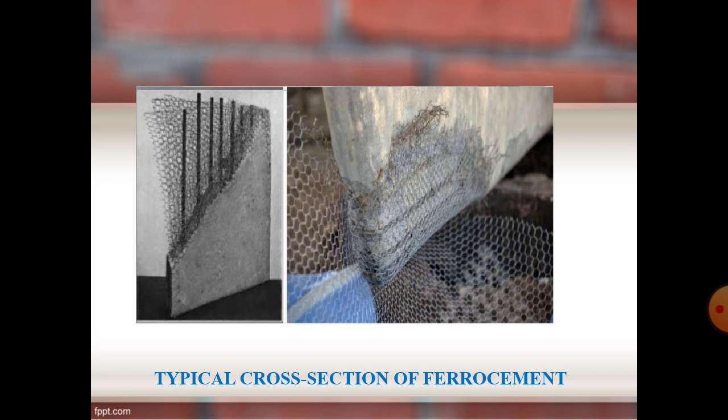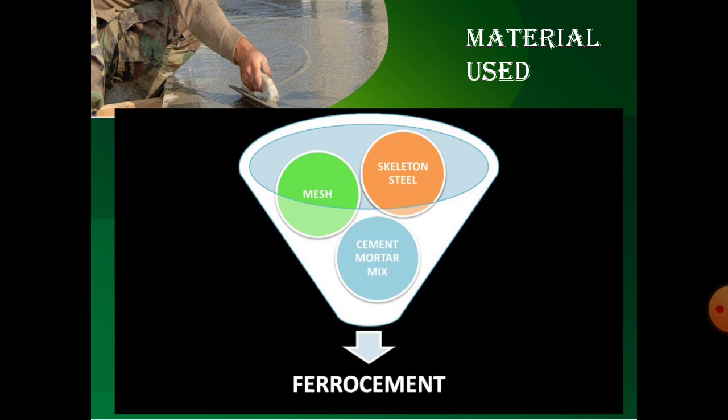So this is the typical cross section of a ferrocement. So it consists of cement, sand, mortar mix and also a layer of wire mesh. Next, what are the materials used? Mesh, then skeleton steel, then what? Cement mortar mix is the materials used in ferrocement.